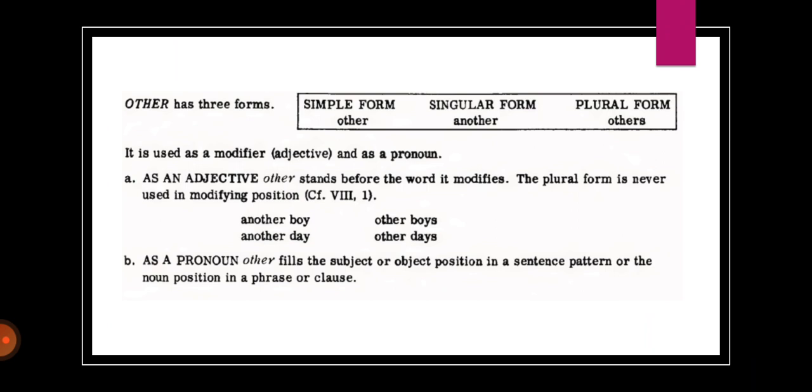I can say another boy and I can say other boys, another day, other days. I have the simple form other, I have the singular form another, I have the plural form others. As a pronoun, other fills the subject or object position in a sentence pattern or the noun position in a phrase or clause.